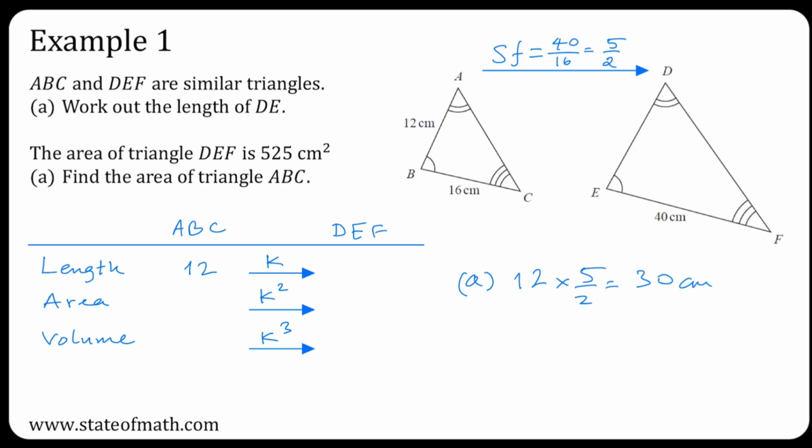For part B, the area of triangle DEF is 525, and I want the area of ABC. So now I have to go backwards, so I will divide 525 by the scale factor to the power of 2 to find the area of triangle ABC. This will give me an answer of 84 cm squared.